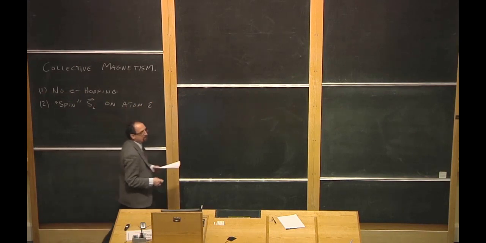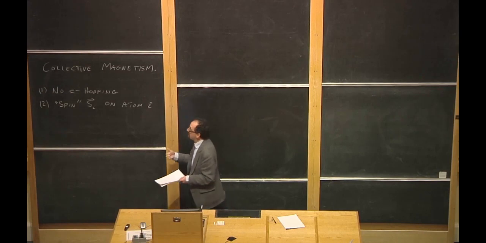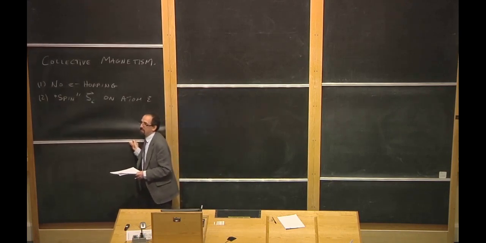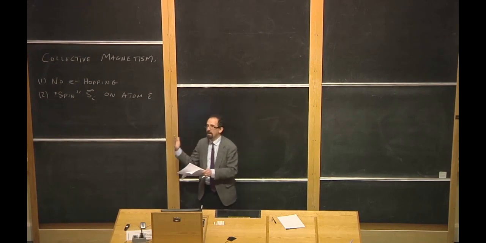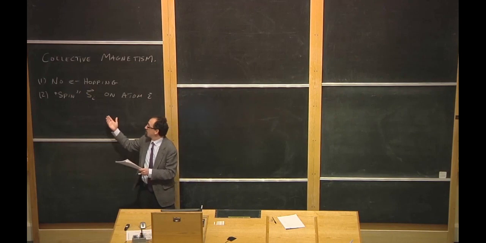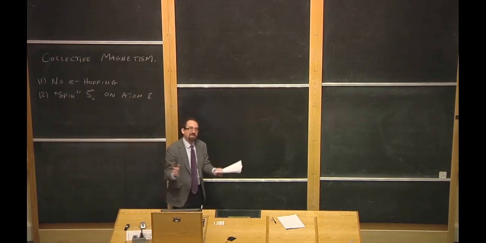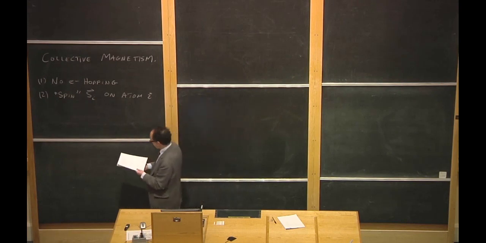And I put spin in quotes because what I really mean is a magnetic moment. That magnetic moment may be from an actual electron spin. It may be from many electron spins. It may be orbital angular momentum. It may be some combination of orbital and spin angular momentum, but generally when you make these toy models, you just call it spin no matter what it's actually from.